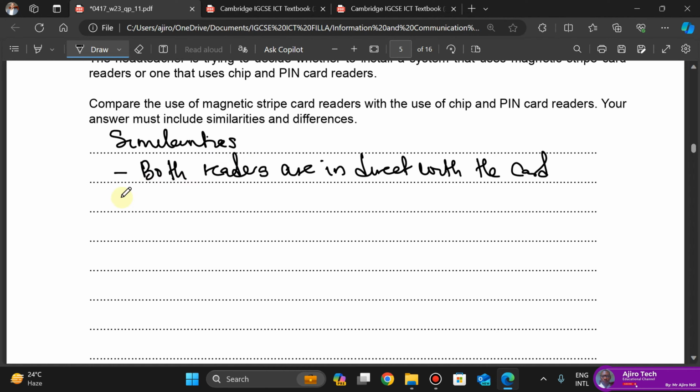Another one is both are input devices. And I think that's it. How many marks is this?